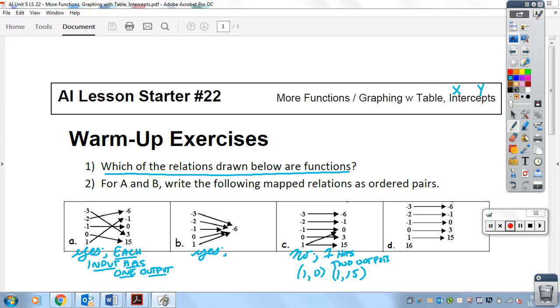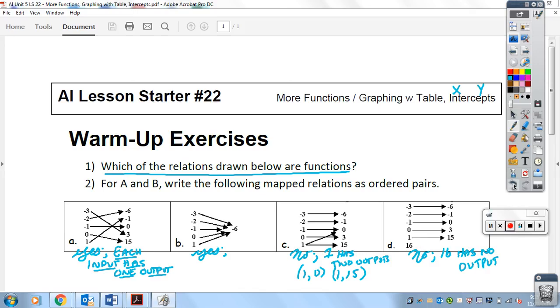Is D a function? It looks tricky. You might not have seen this guy. The answer is no, because 16 has no output. In order to be a function, each input has to have exactly one output. That has one, that has one, that has one, that has one, that has one, that has 0. Each one has to have exactly one.